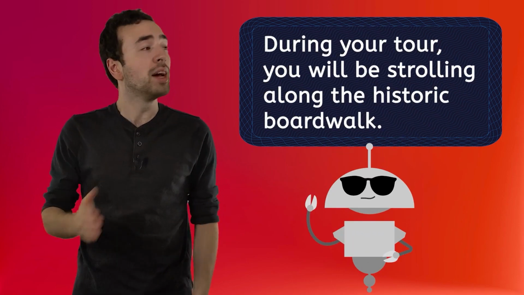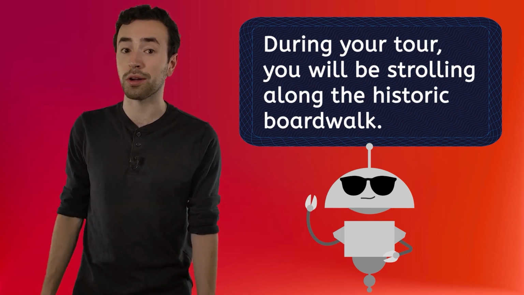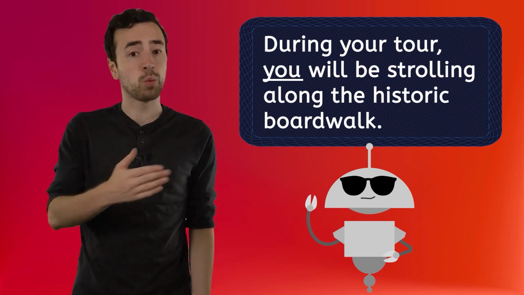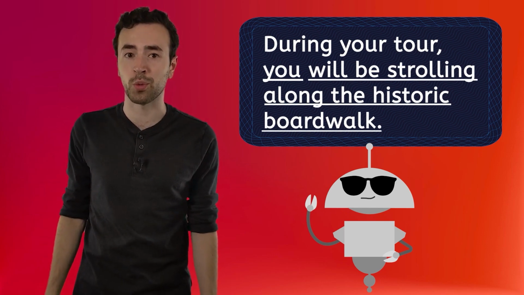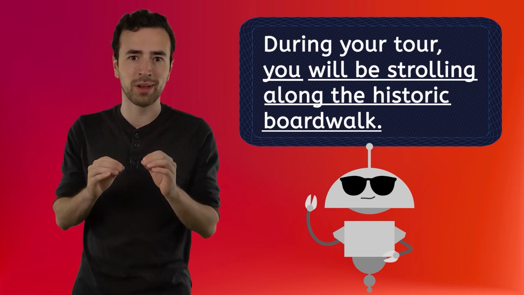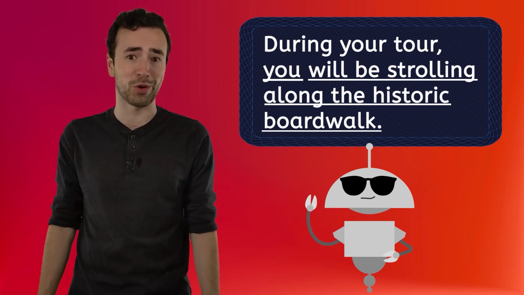Great idea, Mia. During your tour, you will be strolling along the historic boardwalk. Now we have a subject, you, and we have the predicate, will be strolling along the historic boardwalk. It's a complete sentence and it makes our itinerary clearer. I love learning about the history of new places. I think we're really going to enjoy St. Croix. Once we leave Christiansted, we're headed to the bustling town of Charlotte-Amalie on the island of St. Thomas.